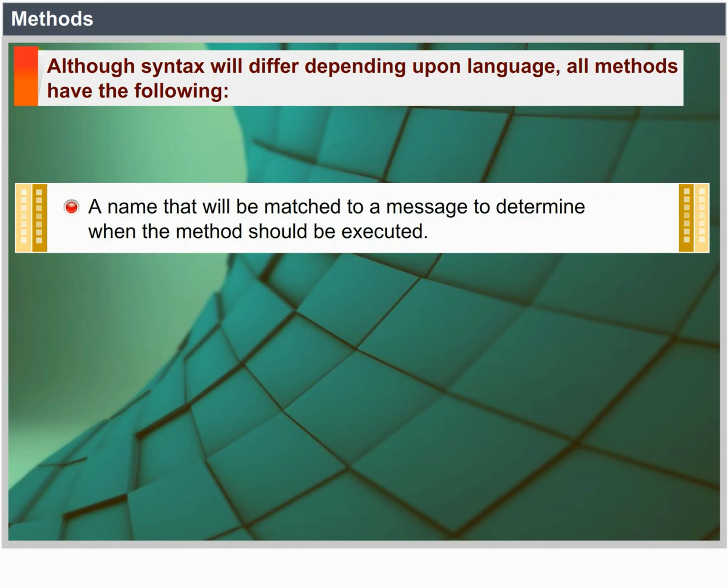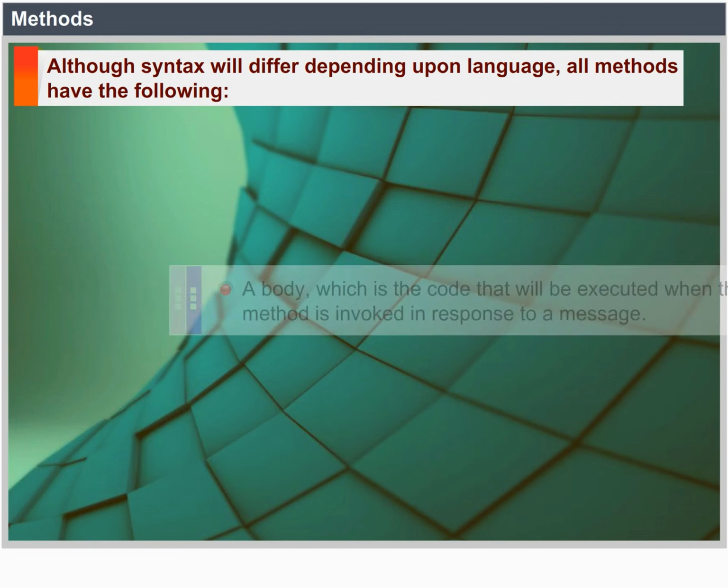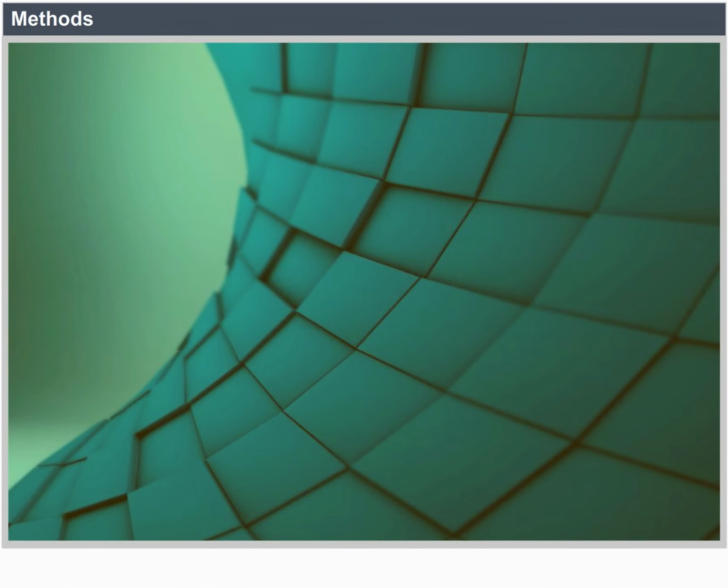A name that will be matched to a message to determine when the method should be executed. A signature, which is a combination of return type and argument types. Methods with the same name can be distinguished by different signatures. A body, which is the code that will be executed when the method is invoked in response to a message.